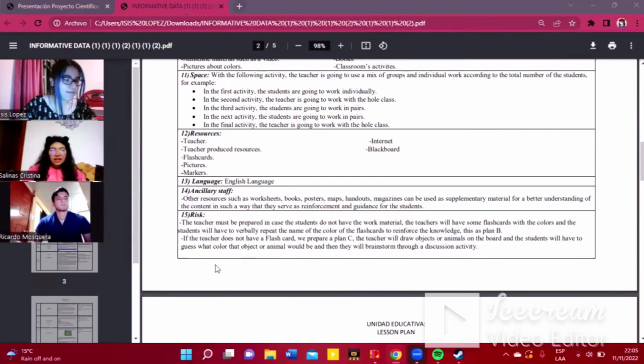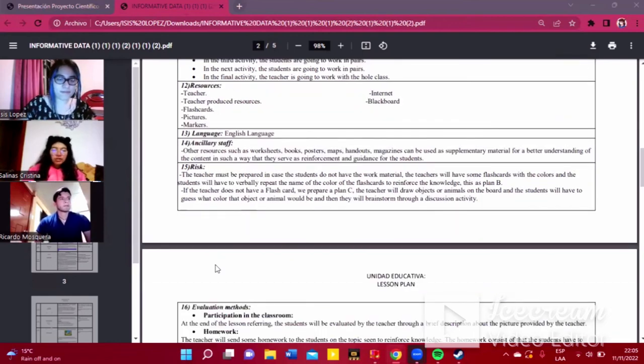Okay, ancillary stuff. Here we have other resources such as worksheets, books, posters, maps, handouts, and magazines that can be used as a supplementary material for a better understanding of the content. This is a way for the students to reinforce the learning, and it will be like a guide for the students.